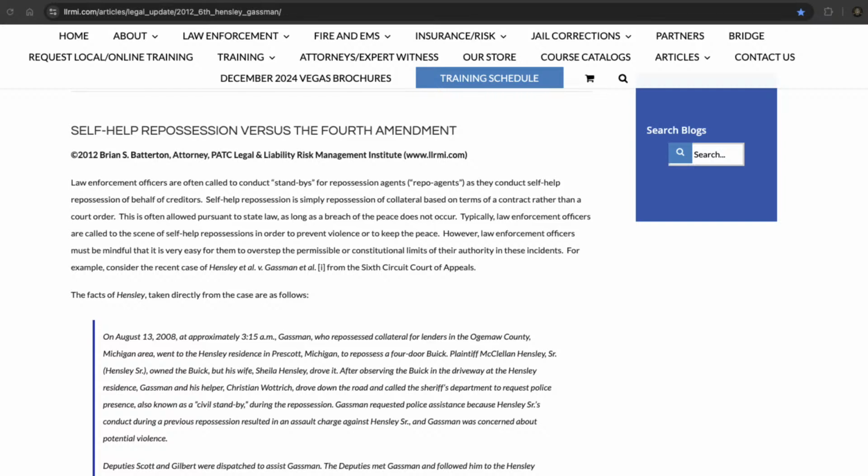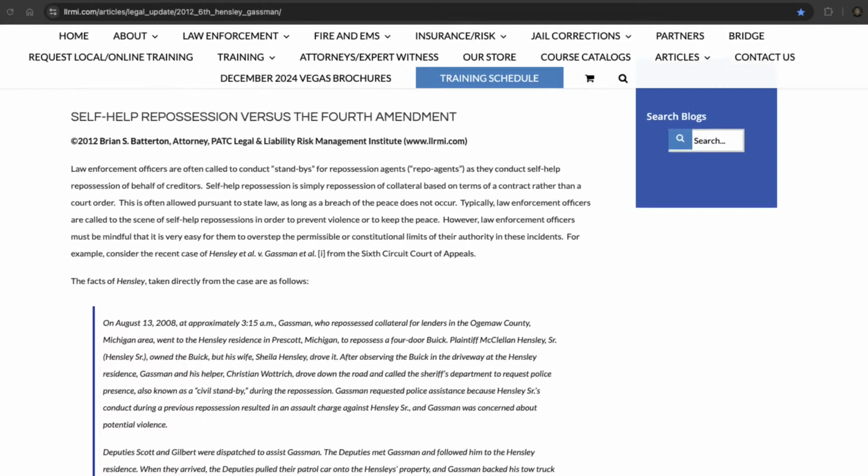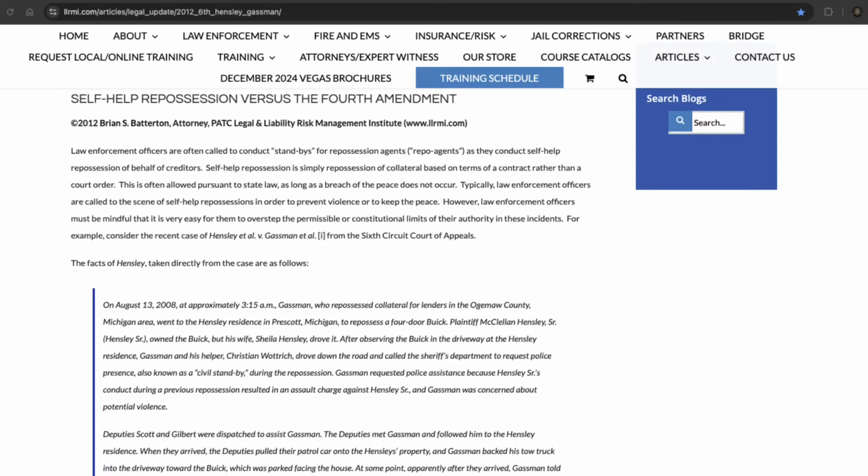So here's the case: self-help repossession versus the Fourth Amendment. Law enforcement officers are often called to conduct standbys for repossession agents, as they conduct self-help repossessions on behalf of creditors. Self-help repossession is simply repossession of collateral based on terms of a contract rather than a court order. This is often allowed pursuant to state law as long as breach of the peace does not occur. So they're saying they can do it as long as, like, if you put up a fight, they gotta move on.